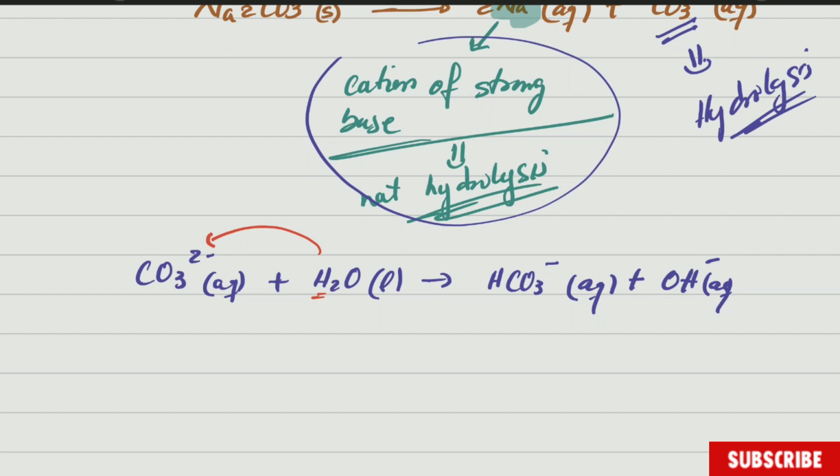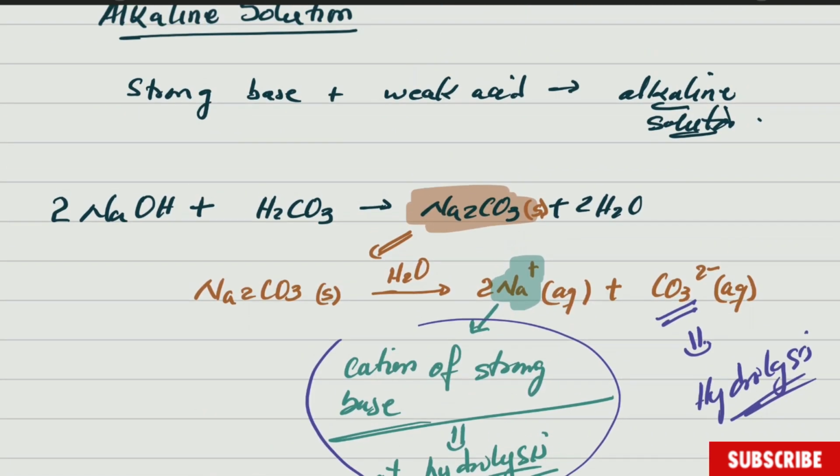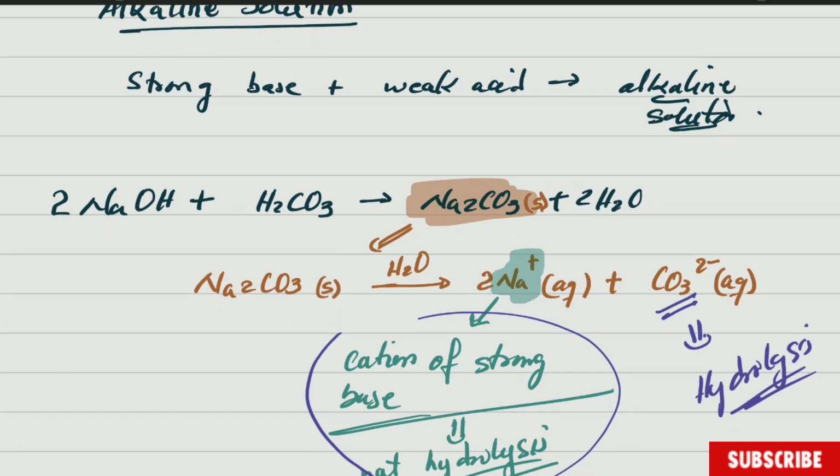Now the concentration of OH, as you can see here, was increased. You make more OH. Therefore, the pH of the solution will be greater than 7 because of the increase in the OH. This one is quite simple. It's not that bad. And the last one we have, guys, is the acidic solution. Now, the acidic solution, guys, is when we have strong acid plus weak base. The solution will be acidic.